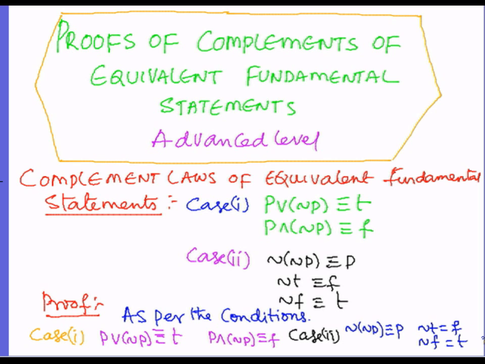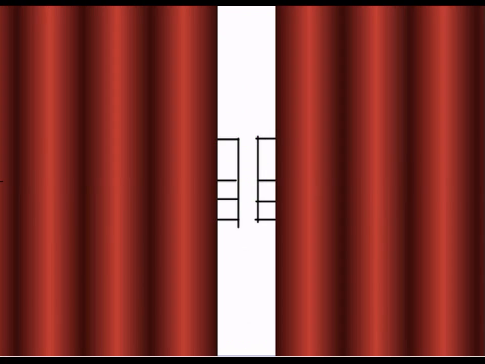Then the next logical step: the conditions which we are going to prove under the complement laws. This is case number 1. Under case number 1 we are going to suppose a statement. Let P be a statement, then it has 2 truth values, one as T and the other as false.